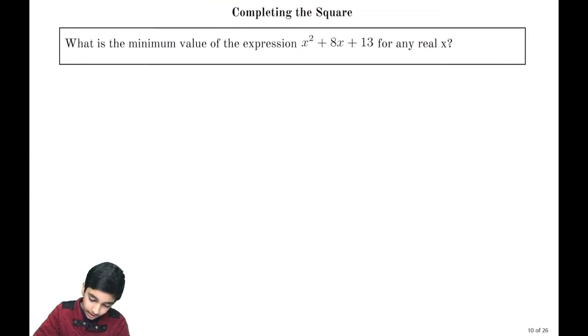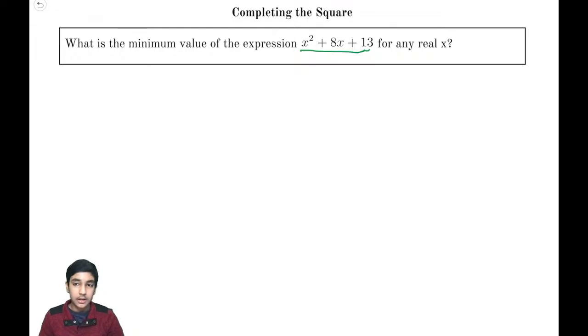So this is completing the square. So what is the minimum value of this expression for any real x? So what we can do here is find the minimum of the expression. How can we do that? Well, we can rewrite it by completing the square, essentially.